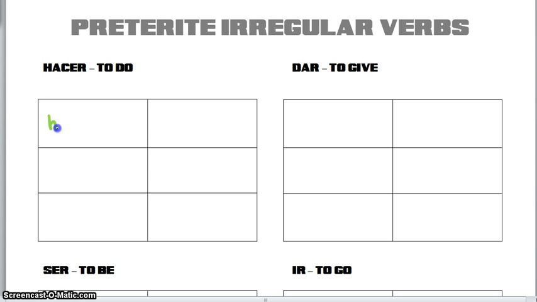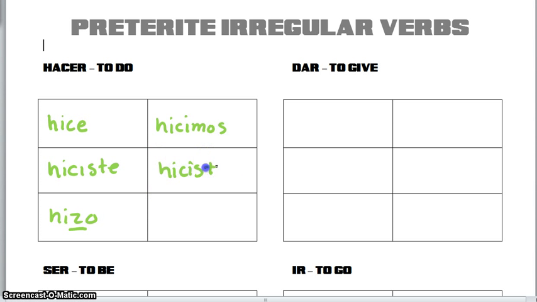So, yo hice, tú hiciste, él, ella y usted hizo. Notice that C changes to a Z in the él, ella and usted form. Nosotros hicimos, vosotros hicisteis, ellos, ellas y ustedes hicieron.